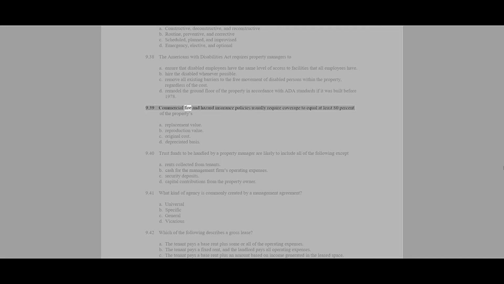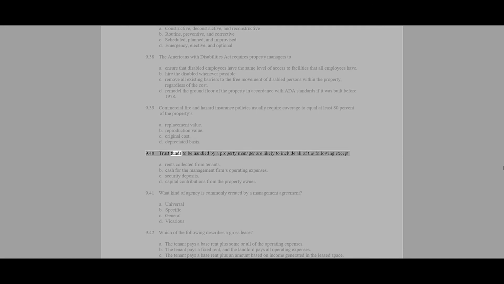9.39 Commercial fire and hazard insurance policies usually require coverage to equal at least 80% of the property's A. Replacement value. B. Reproduction value. C. Original cost. D. Depreciated basis.